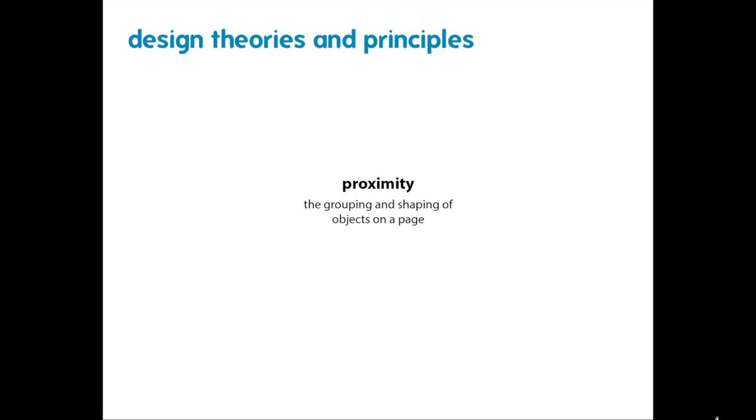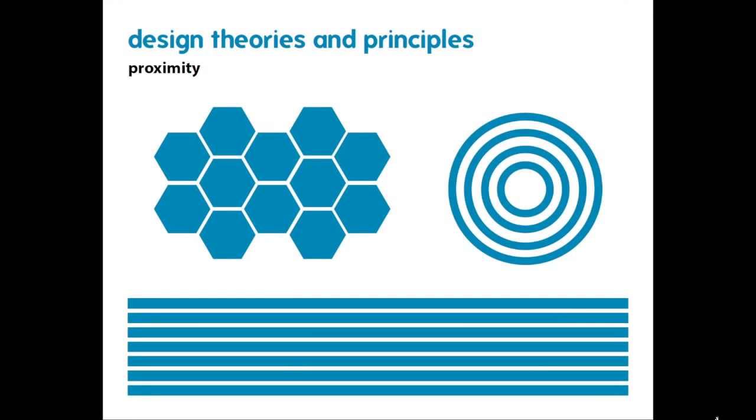Proximity. So proximity is the grouping and shaping of objects on a page, keeping like things together and unlike things separate. What that looks like is here are just some abstracted forms on the page, but you can see that by putting the lines next to the lines, the hexagons next to the hexagons, and the concentric circles within each other, it becomes very clear that there are three different groupings, and they're like that because they're next to each other.